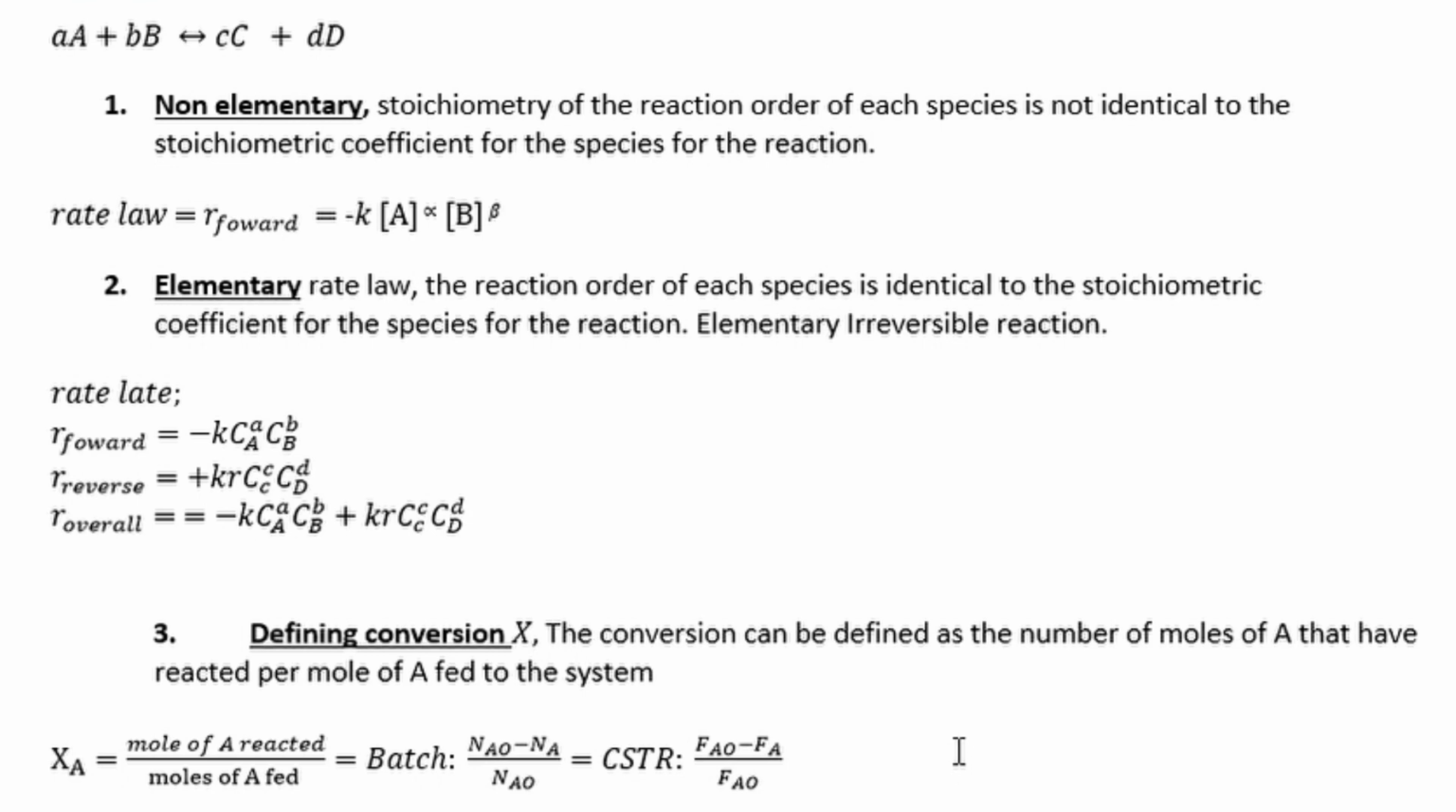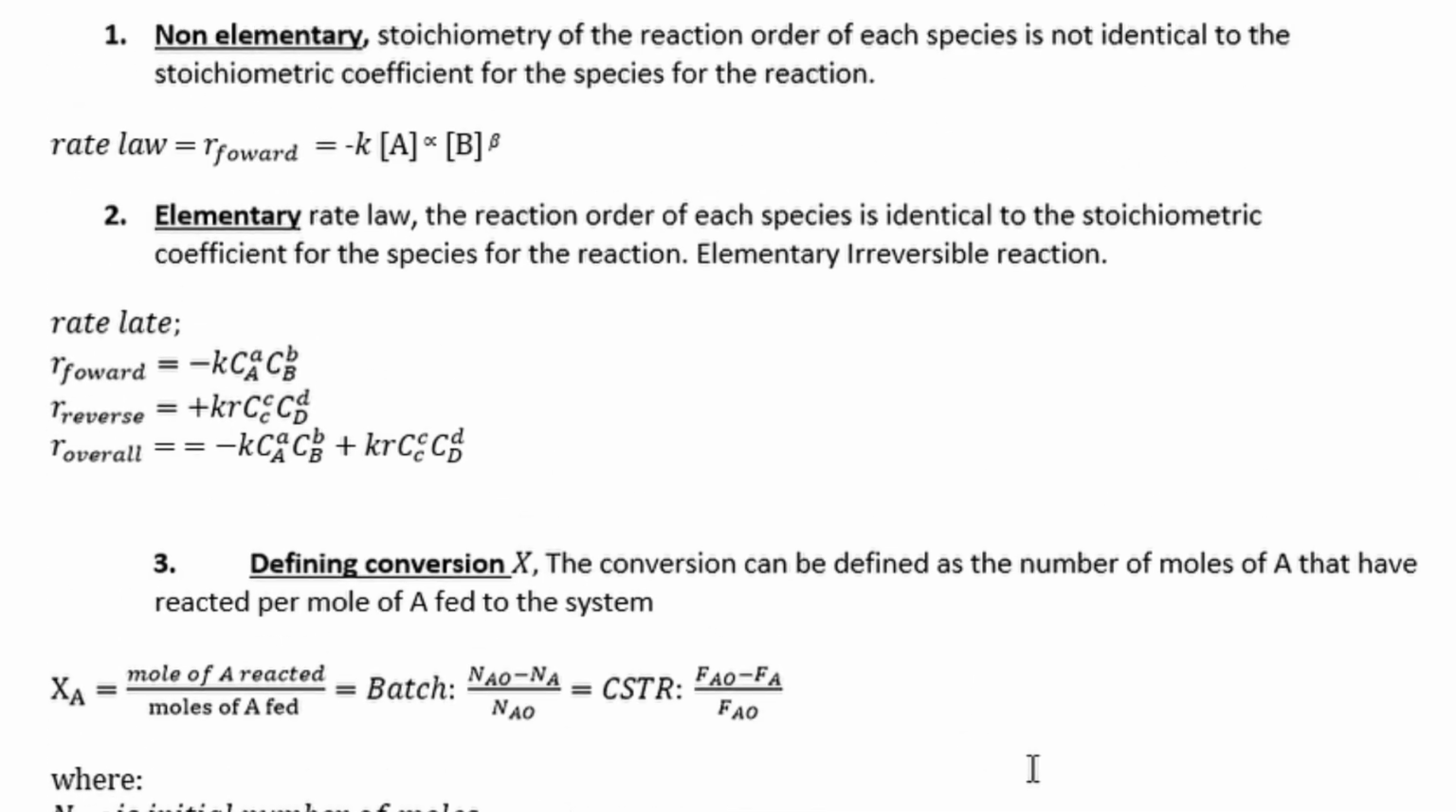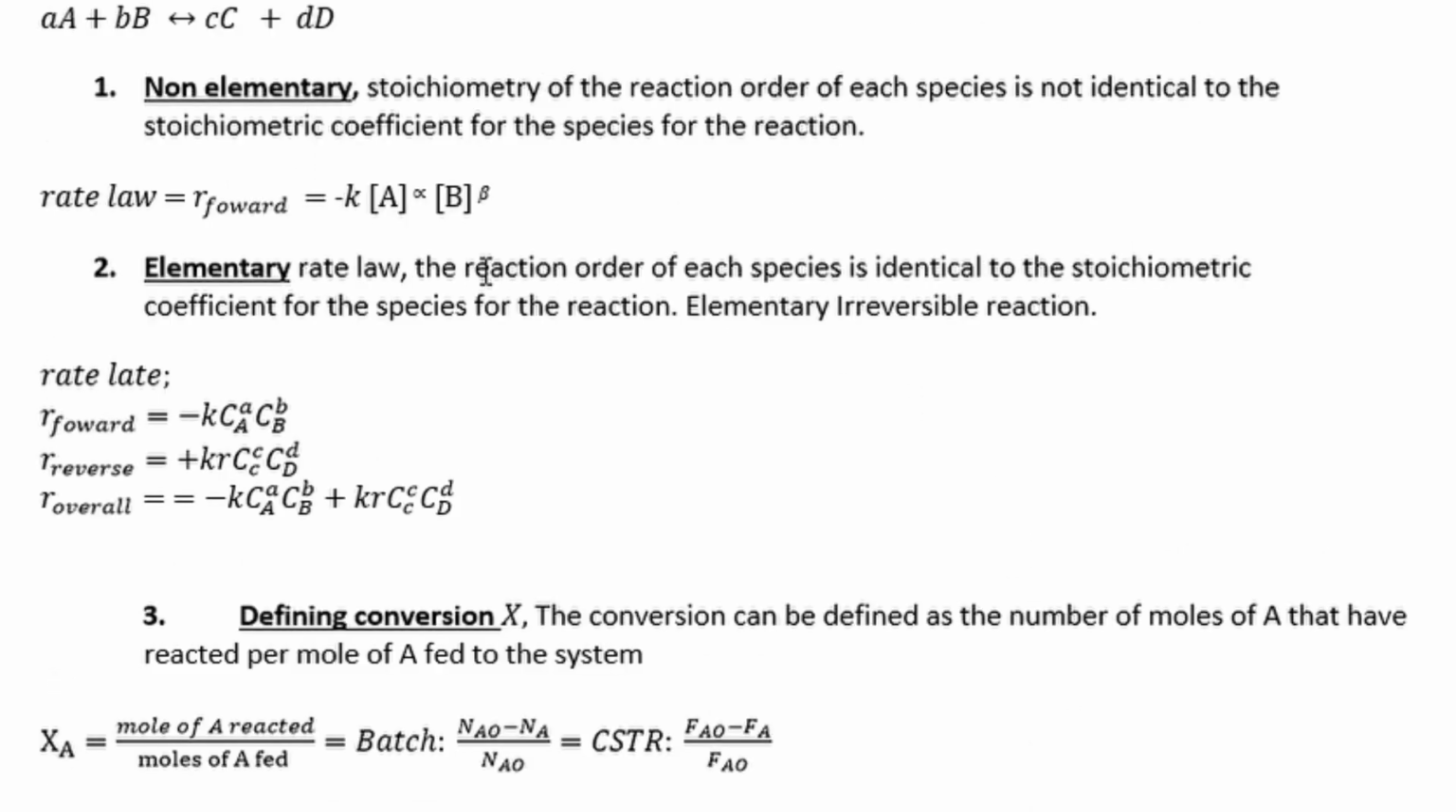Recap, we also looked at non-elementary and elementary reactions. We said for a non-elementary reaction, the stoichiometry of the reaction and the order of each species are not identical, versus when it's elementary, the order is identical to the stoichiometric coefficient for the species in the reaction. You can see for non-elementary, the orders are unknown, hence represented in the form of beta and alpha. For elementary, we can take the stoichiometric coefficients in front of our equations and simply substitute them as our orders. So the forward, reverse, and overall.